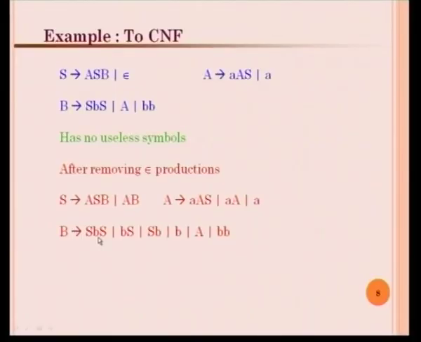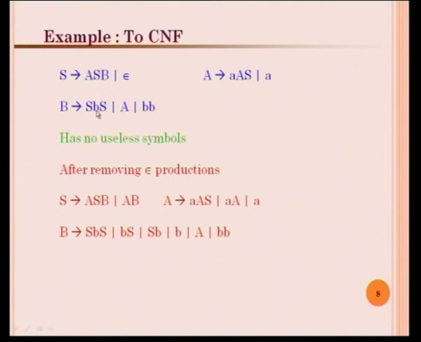So, welcome back. We are seeing the example where the elimination of useless symbols has been done, and then we have seen how we are eliminating the epsilon production. So, the second case of the production is B, where S derives S B S. So, this S is either present or absent, similarly this S is either present or absent.